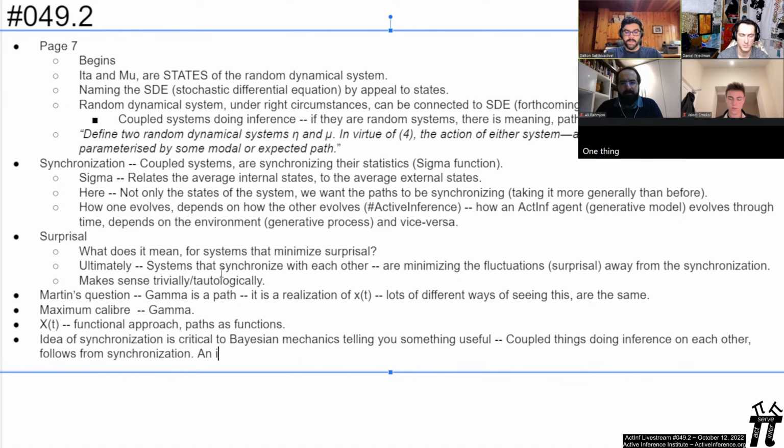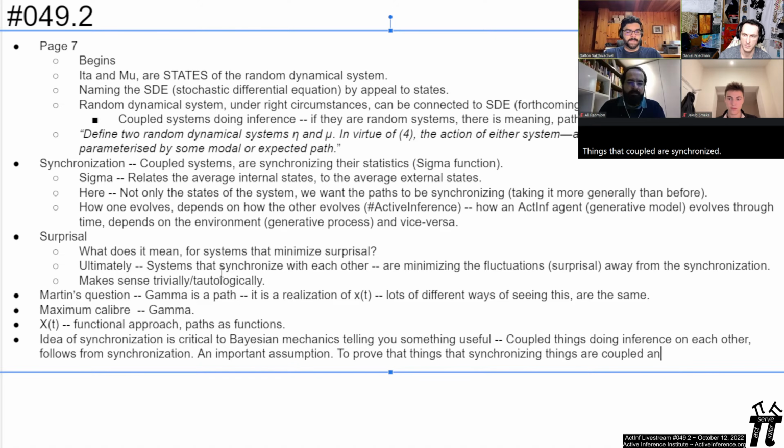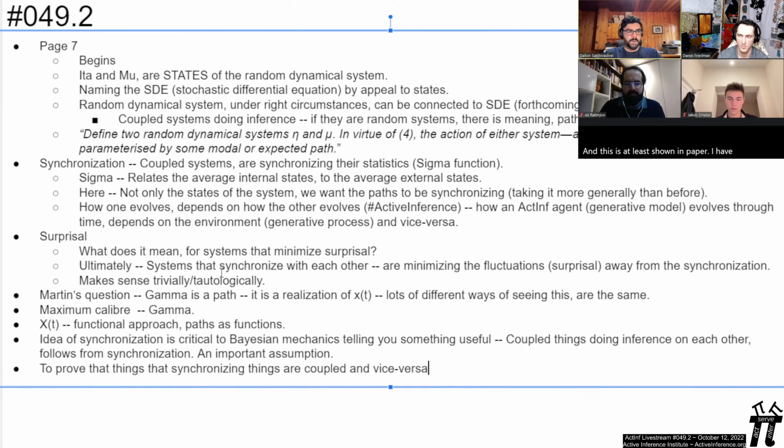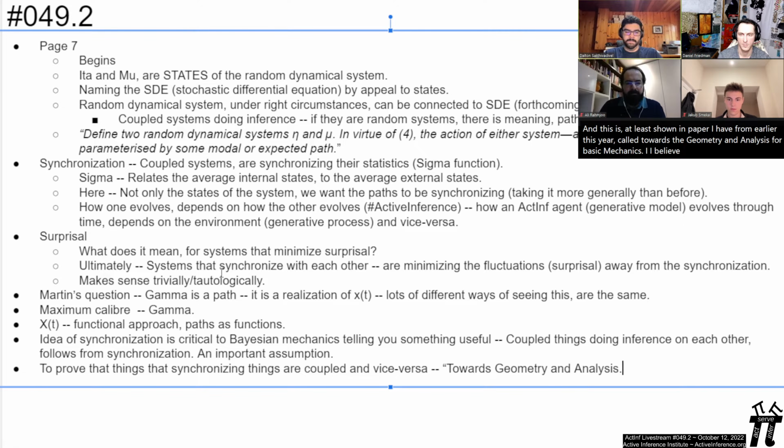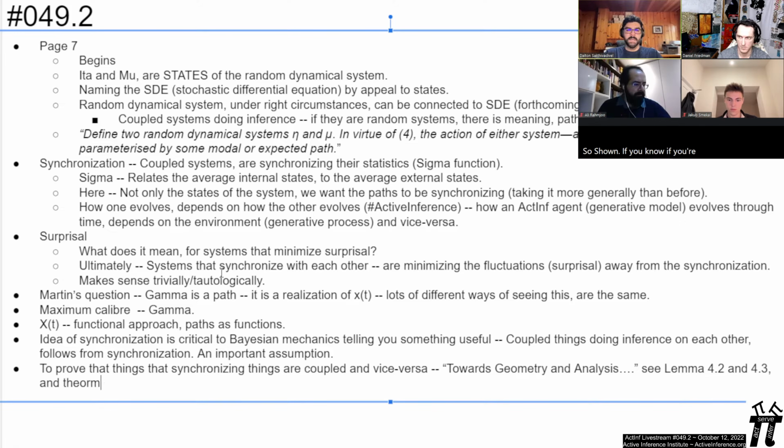One thing that you can do, however, is to prove that things that synchronize are coupled, and vice versa, things that couple are synchronized. And this is at least shown in a paper I have from earlier this year called Towards a Geometry and Analysis for Bayesian Mechanics. I believe that's in lemmas 4.2 and 4.3, and maybe theorem 4.2. So it's shown that if you write down two coupled systems, then you can get their statistics to synchronize. It wasn't difficult to show, and it's not really surprising, but that is something that you can show.